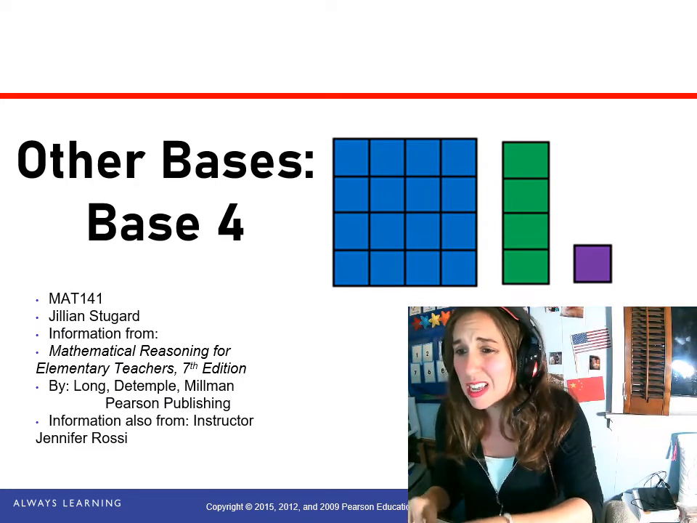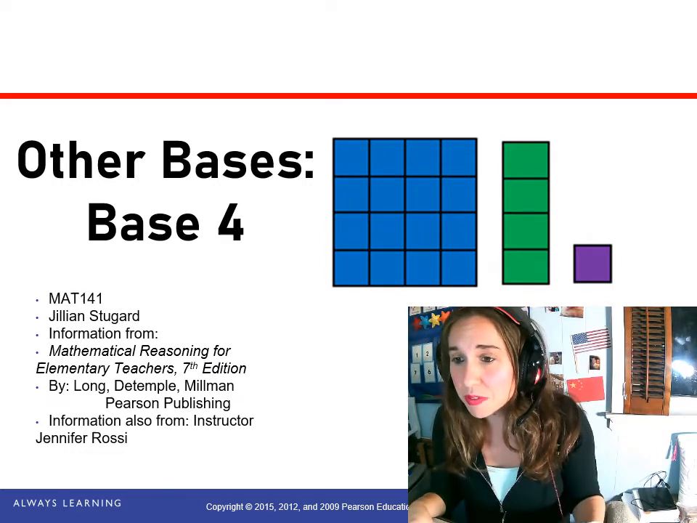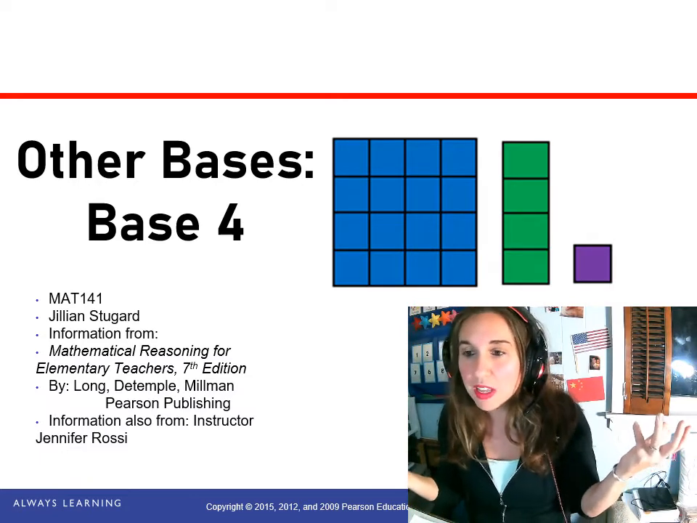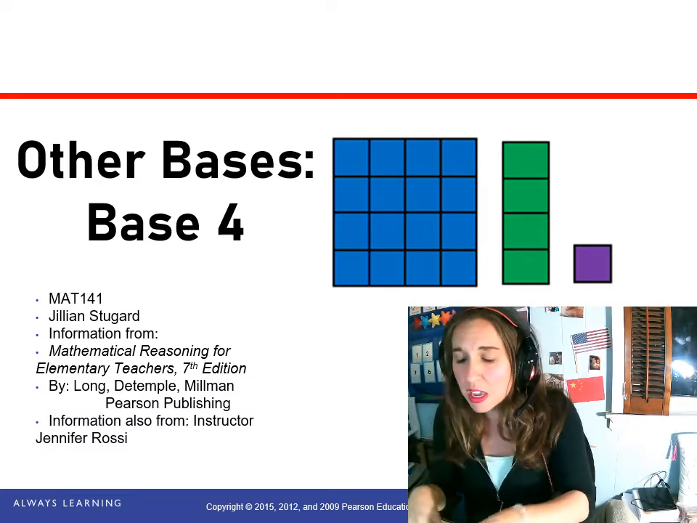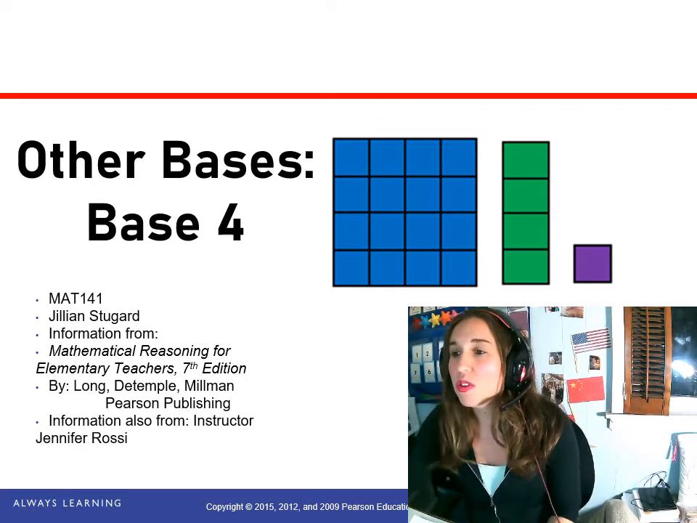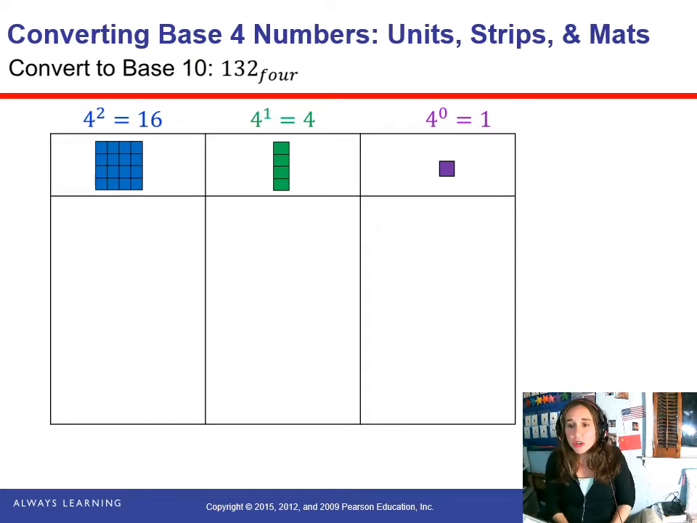So you can use the same exact mats, strips, and units that you used previously. If you still have them, that's fine. Or you can cut out the same thing. It's just now they're going to be representing base 4 instead of base 10. So let's look at how we can do this. So I'm going to use the same 2 examples, only this time I'm going to be just writing it and drawing it as basically squares and rectangles, like our manipulatives might be if we cut them out.